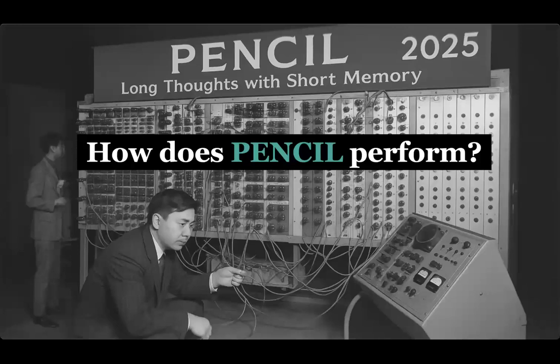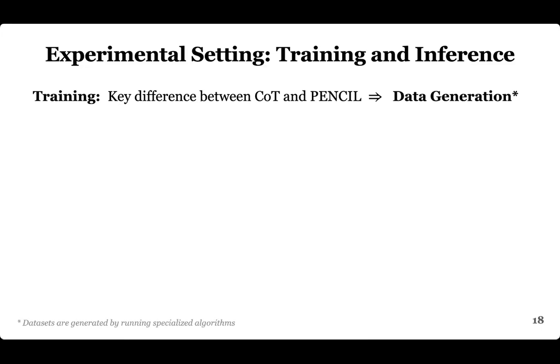So how does PENCIL perform in practice? How does it compare with chain of thought? Before introducing the results, let's first introduce the experimental setting during training and inference. How do we train PENCIL to not only generate thoughts but also erase thoughts, and how does it behave during inference time? The key difference between chain of thought and PENCIL is the data generation process.